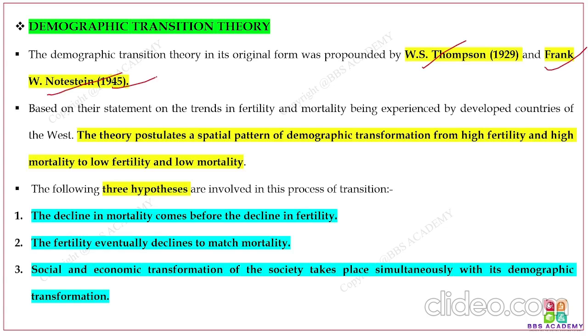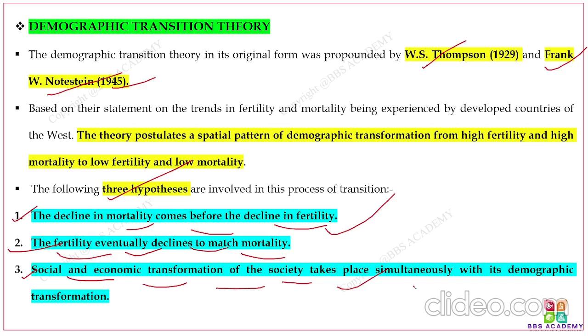In demographic transition theory, there are three basic hypotheses for the transition of demography. First, the decline in mortality comes before the decline in fertility. Second, fertility eventually declines to match mortality. And third, the social and economic transformation of the society takes place simultaneously with the demographic transformation. These are the basic three hypotheses of this demographic transition theory.